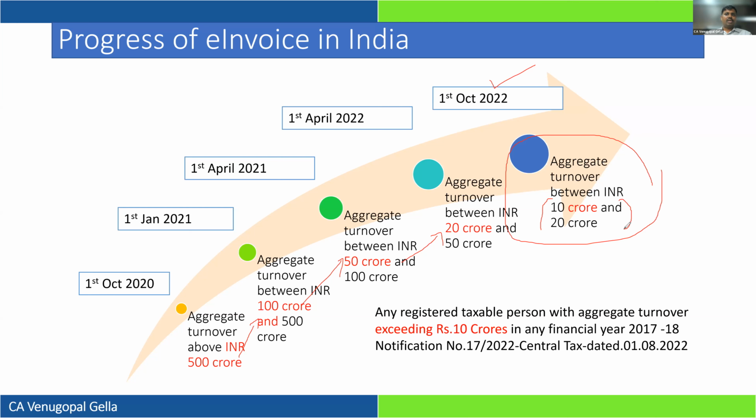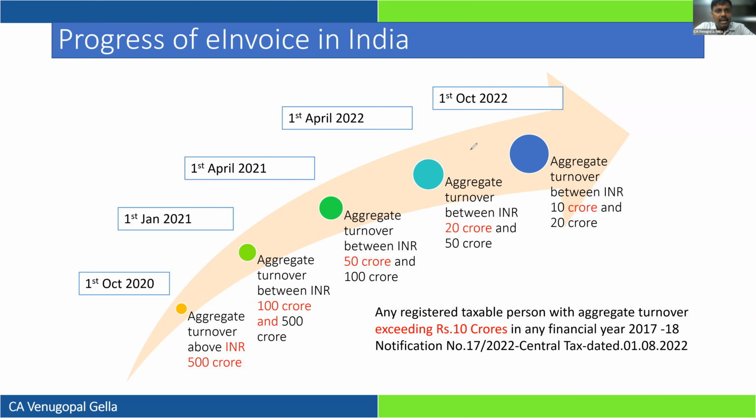The definition of the 10 crores is the aggregate turnover. Section 2 subsection 6 talks about the aggregate turnover. That means your taxable supplies, exempt supplies, reverse charge outward supplies, exports, all put together on a pan-India basis. You have to test this turnover on a pan-India basis.